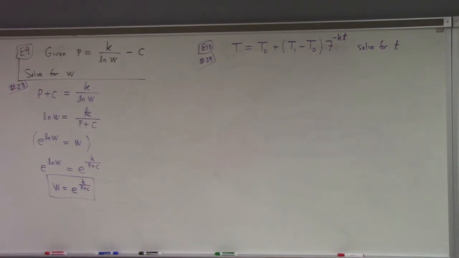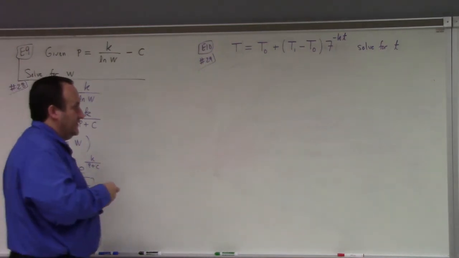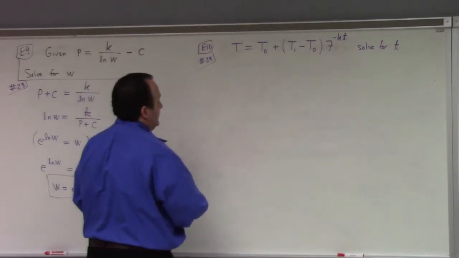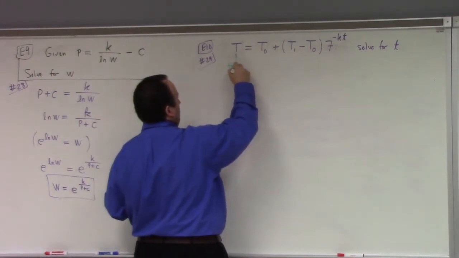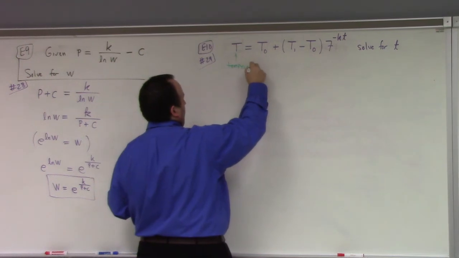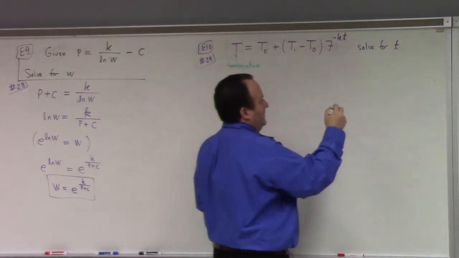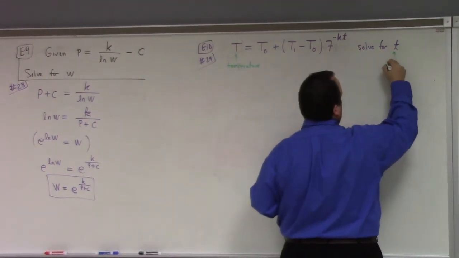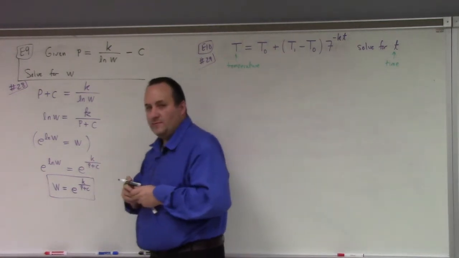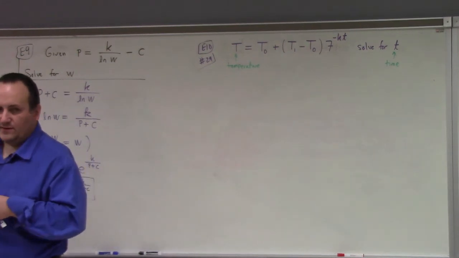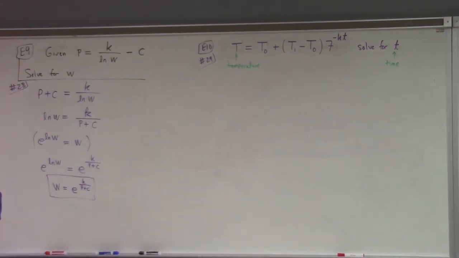So just to give you context here before we do any of the algebra, the way to think about these letters is big T is like temperature, and little t is time. And this formula we're working with, it's actually the equation for Newton's law of cooling. Do you guys know Newton's law of cooling?